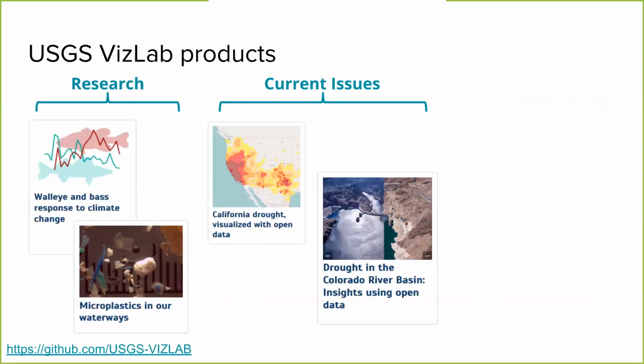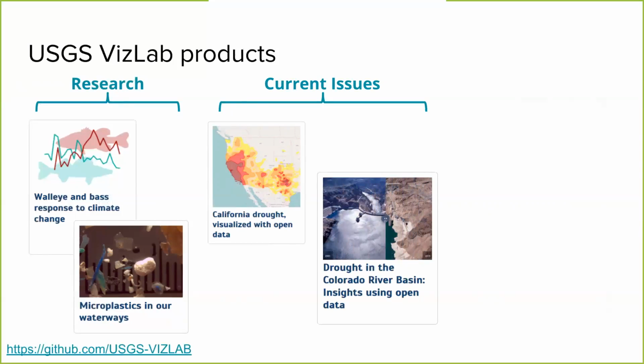That's one class of visualizations that we do, but there are also a couple of others. And so one of the others is current issues. So there were no manuscripts that came out with these visualizations, but we put together a couple of products that had to do with droughts, one in California, one on the Colorado River Basin. And these were really fun because they were current. They were something that was going on in the year when we made the visualization.